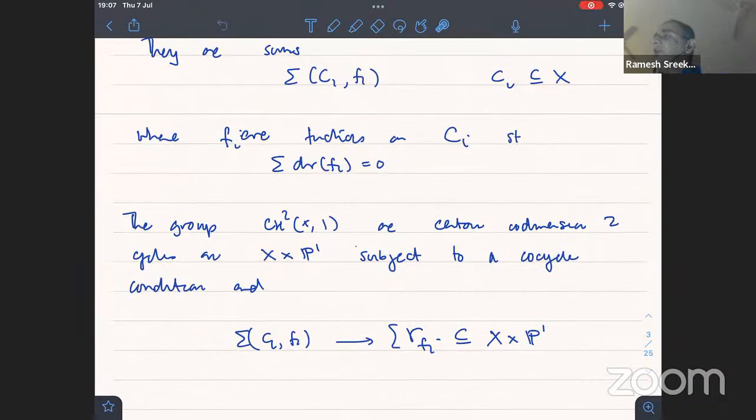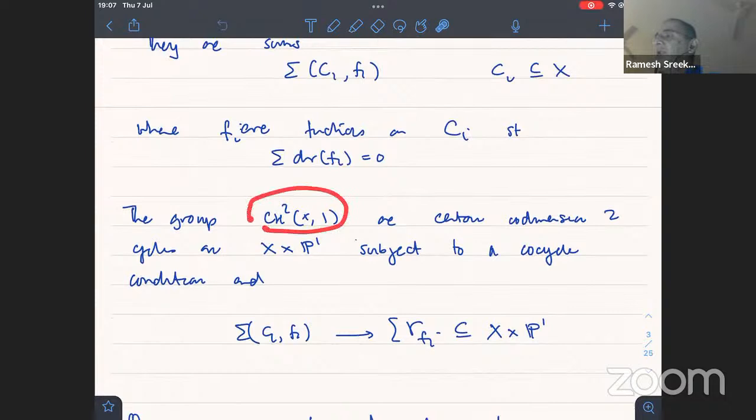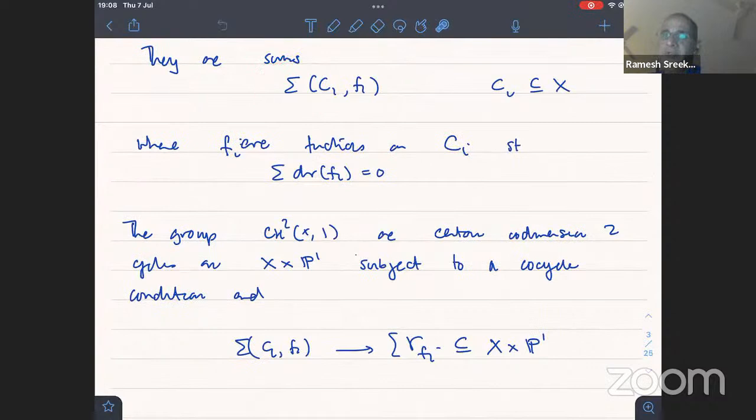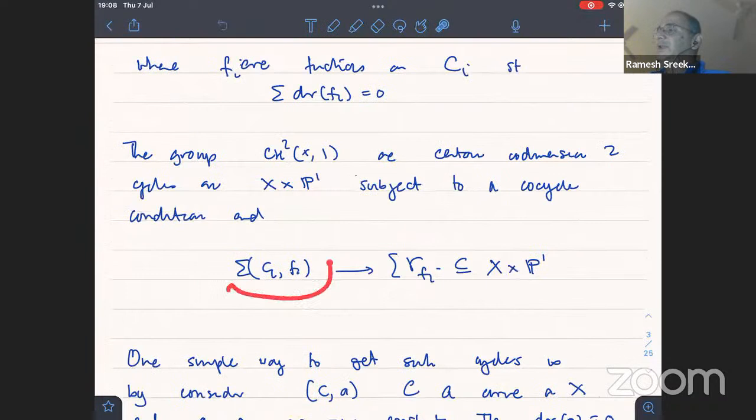So how does it look? It's also the group Chow^2(X, 1). Chow^2 means codimension two cycles on X cross P^1, right? If you're given a curve and some functions with this property, how do you get a codimension two cycle? You look at the graph. The graph of this function will be something in X cross P^1. And then the condition that the sum of div f_i is equal to zero will correspond to the other condition, which I have not mentioned. This group is presented by such elements. There are certain relations, which I won't get into because we want to construct elements and show they're non-trivial, but we don't have to worry about the relations at the moment. So we'll give them in terms of this information.